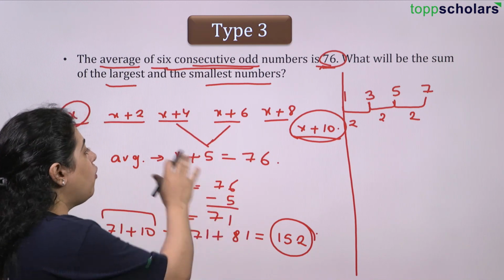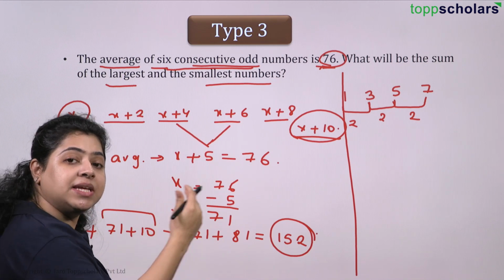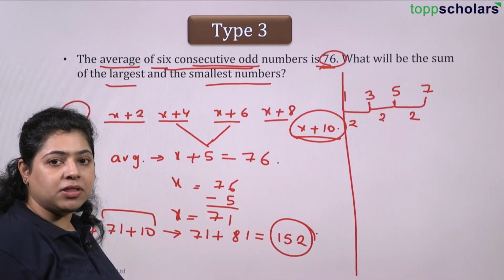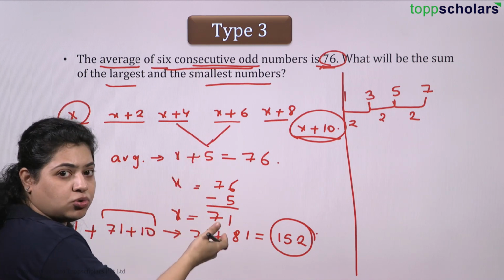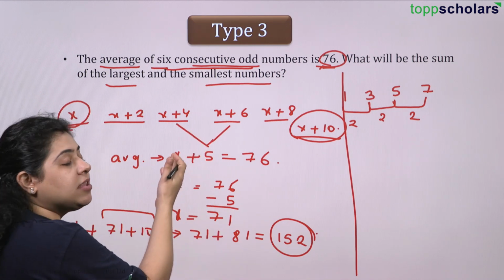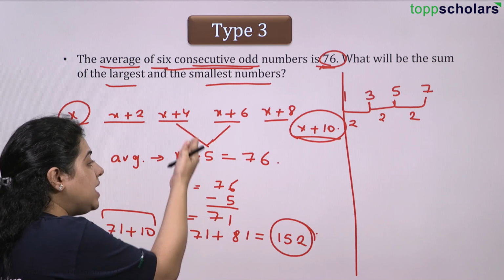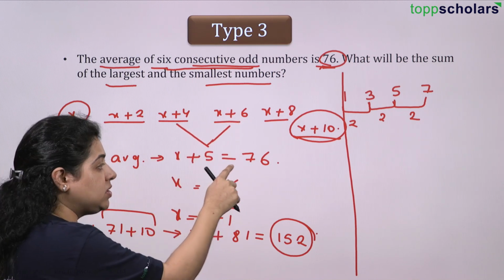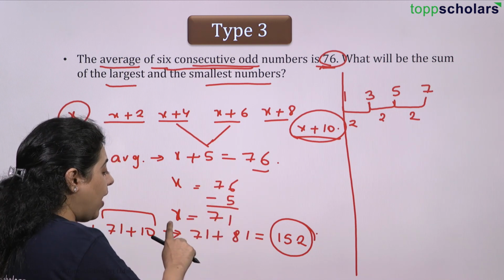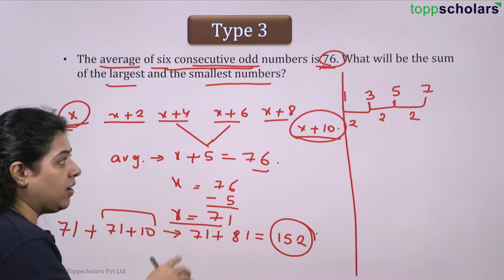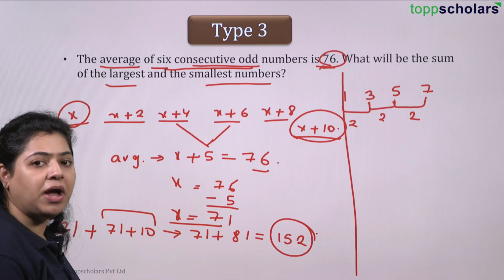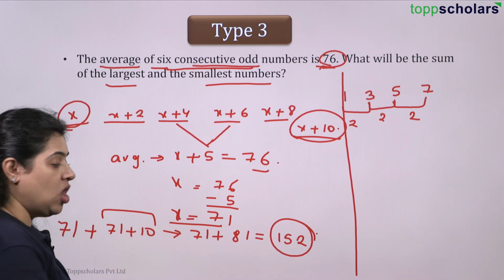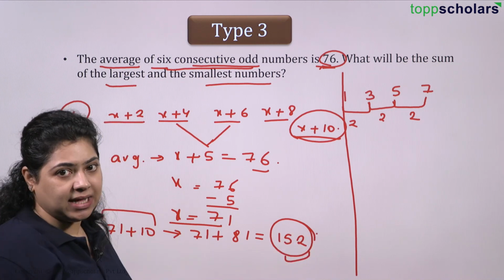We don't have to go for finding out all the 6 numbers and then taking out the average, then multiplying it. That will be a very long method. So this is one of the shortest routes in order to find out the answer. Average is nothing but the middle number. So what we have done is taken the middle value, and this we have equated with the given value, that was 76. We found out the value of x, and then we added as per the given question. We had to find out the sum, so we found out the sum by adding the smallest and the largest number. So we get 152 as the answer.